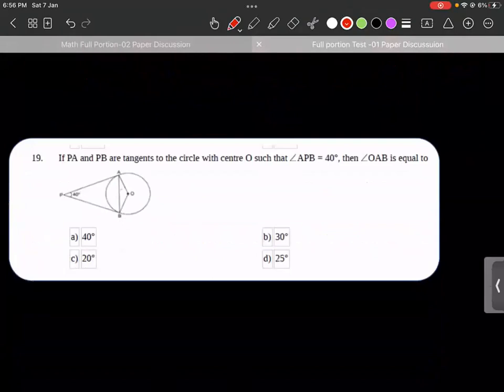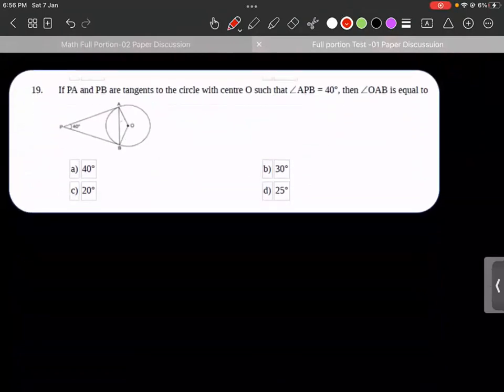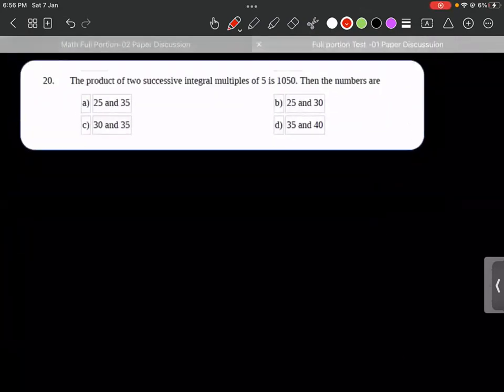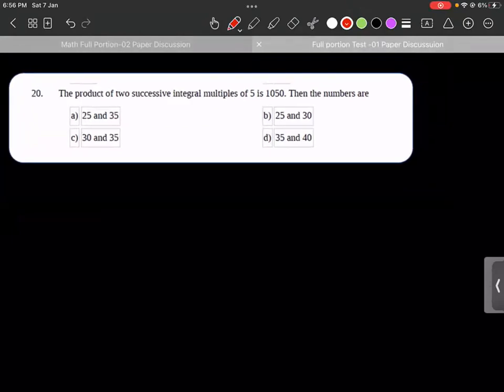Okay. If PA and PB are tangents of the circle with center O such that angle APB is 40 degree, then OAB is equal to 20. This I already proved in the other picture. Yes, sir. The product of two successive integral multiples of 5 is 1050. The numbers are 30 and 35.